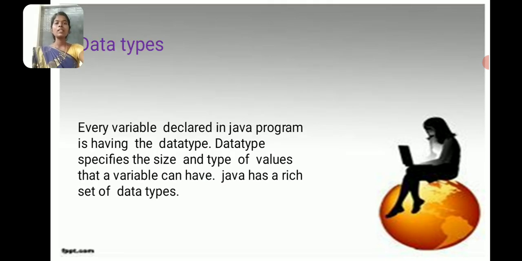So here we will discuss data types. In every variable declaration we first mention the data type. Every variable declared in a Java program has a data type. A data type specifies the size and type of value that a variable can have. Java has a rich set of data types.